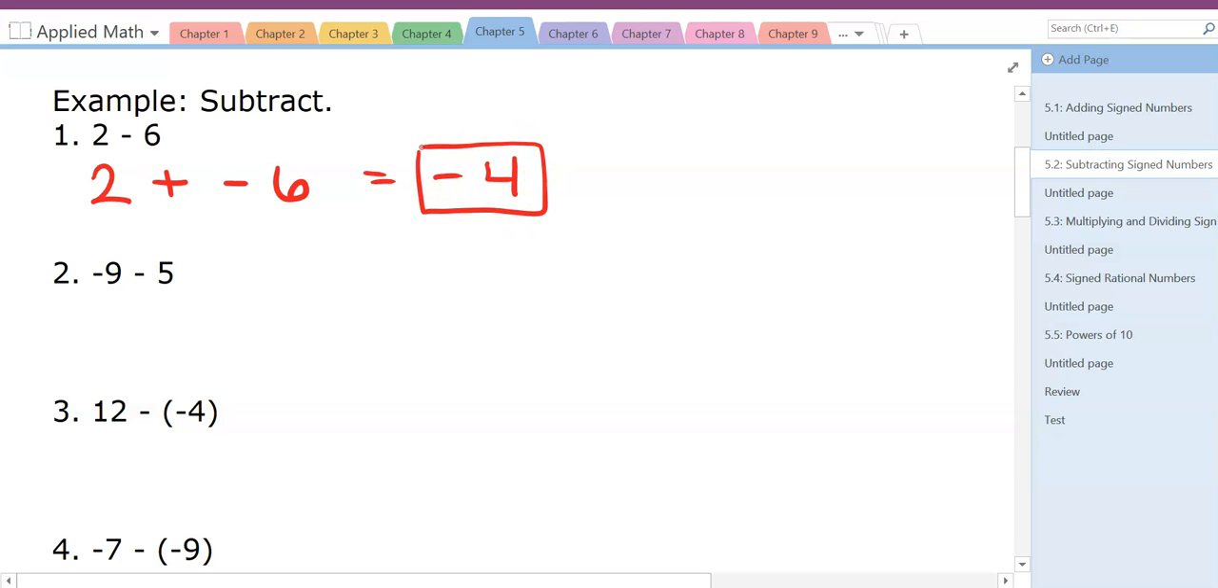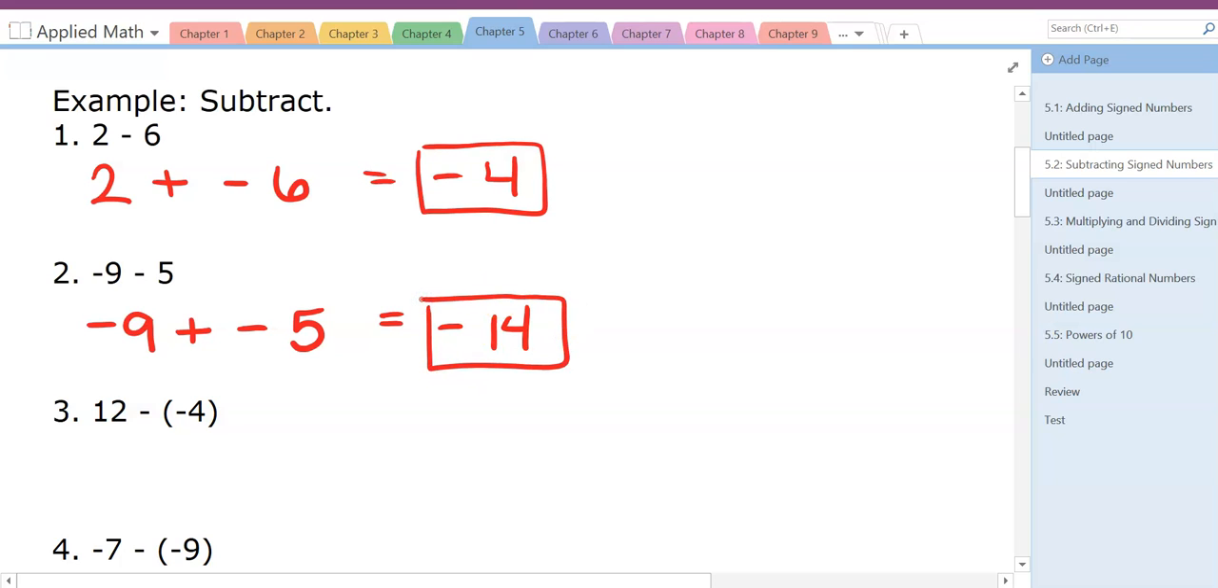Now, do you have to do that? No. If you are able to do 2 minus 6 and know that that's going to be negative 4, you can just write negative 4 then. You don't have to show me the keep, change rule. For number 2, when you do the keep, change, it would become negative 9 plus negative 5. So now you've got same signs, so you get negative 14. For 3, because it's a minus a negative sign, if you do your keep, change rule, it becomes 12 plus a positive 4. So it just becomes an addition problem, and you get 16.